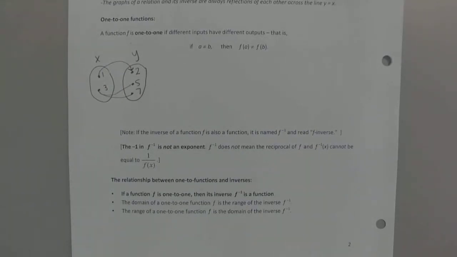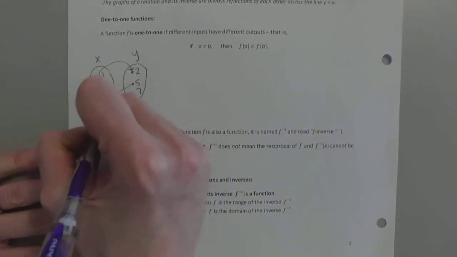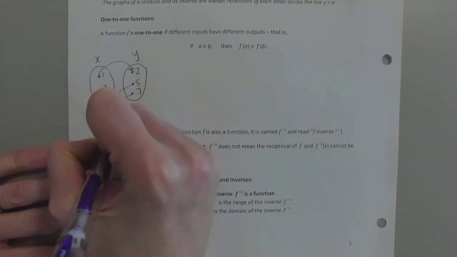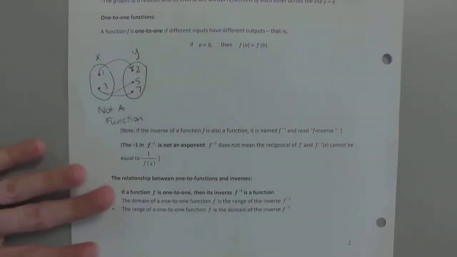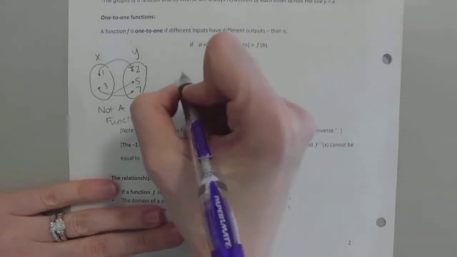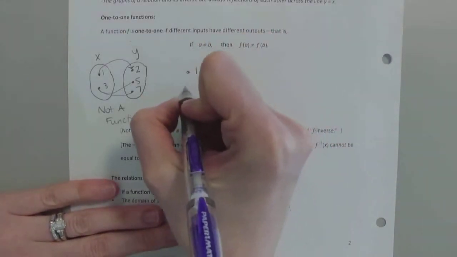So can this be a one-to-one function? No, because it's not even a function. Remember, a function is every x has 1 y. And what do you notice about this relation? 3 has 2 y's, right? So this is just not a function. And if it's not a function, it definitely can't be a one-to-one function.